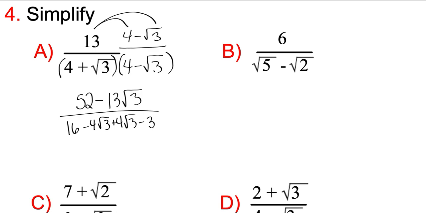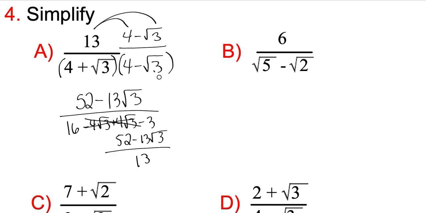So what's the point of using the conjugate? Here's where you should see the point. What happens with this stuff right here? Well, that is going to cancel out because they're opposites. Then on the bottom you just have 16 minus 3, which is a nice number. So we have on the top 52 minus 13 root 3, and in the denominator we have a 13. 16 minus 3 is 13. So by using conjugates, we have simplified the radical in the denominator.